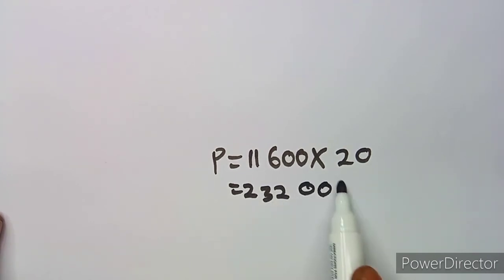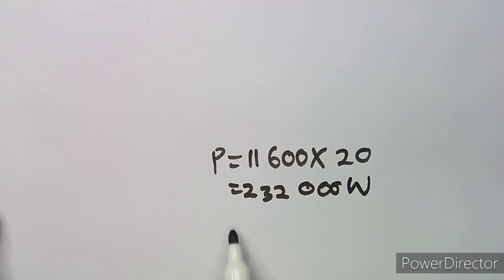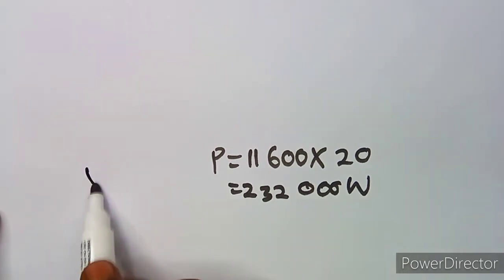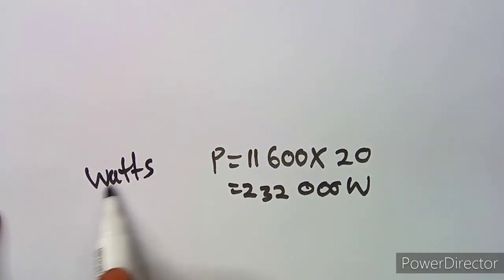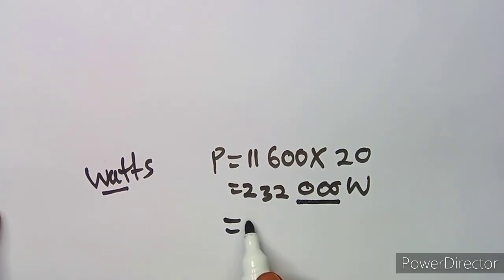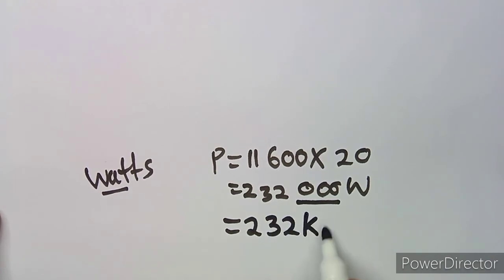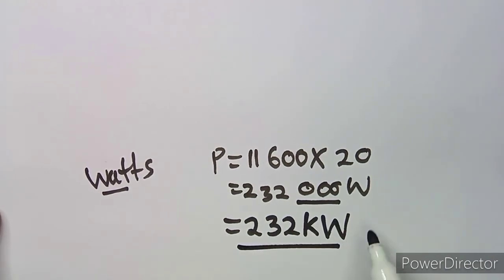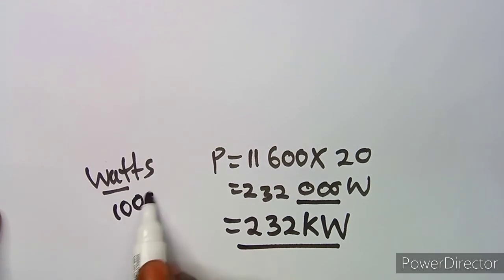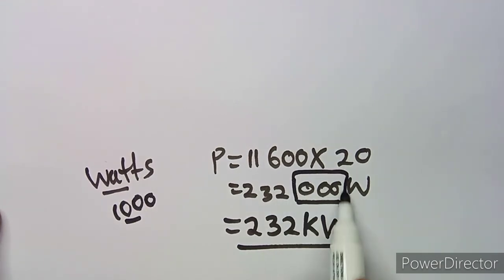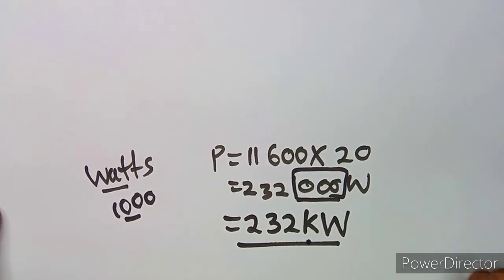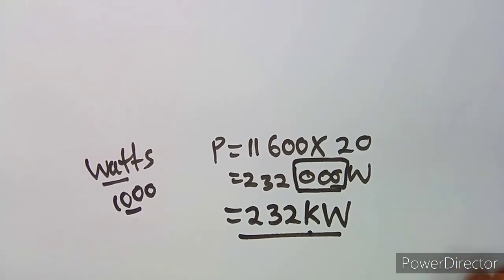If you multiply this by 20, you are going to obtain something like 232,000 watts. Remember power is measured in watts. Because of these three zeros, you can actually write this as 232 kilowatts. Remember kilo means 1,000, so you can remove the 1,000 here and represent it with a kilo.